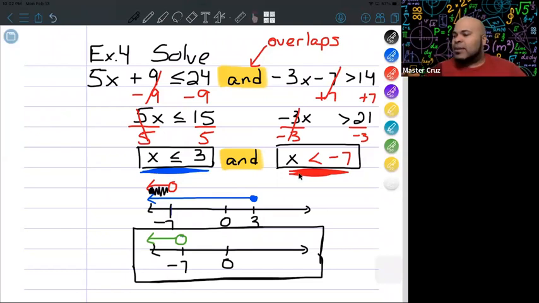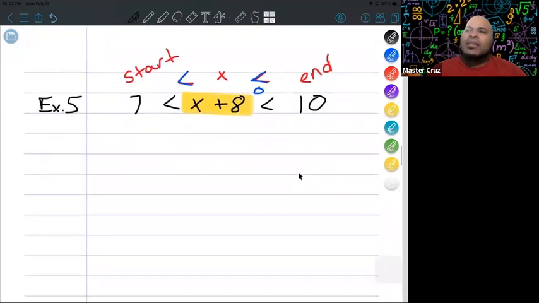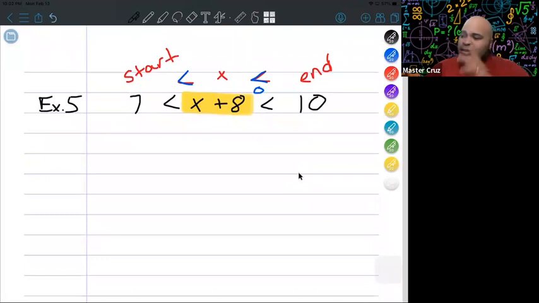So that's example 4. We're almost done. I hope that you're getting the hang of this. So let's talk about "and" in a little different way. Sometimes you get problems with a compound inequality like this. You have a number, you have the less than sign, you have something in the middle, okay?